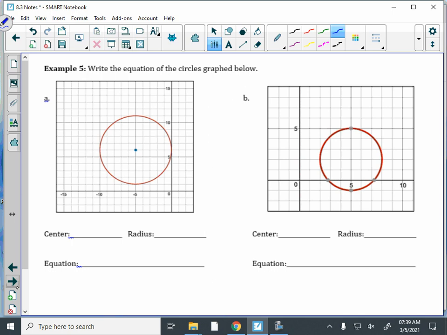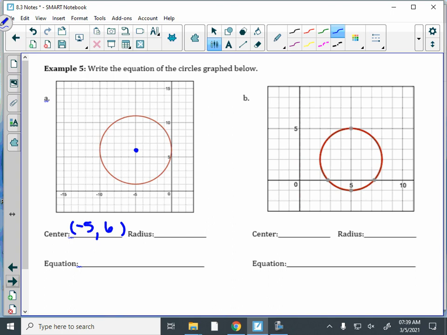So sometimes the center is plotted for you. So you just have to look at the diagram and write the coordinates of the center down. It's the point that's in the middle of the circle. So that guy right there. What are the coordinates of that point? What's the x value? -5. So what's the y value? 6. So the center is located at -5, 6.